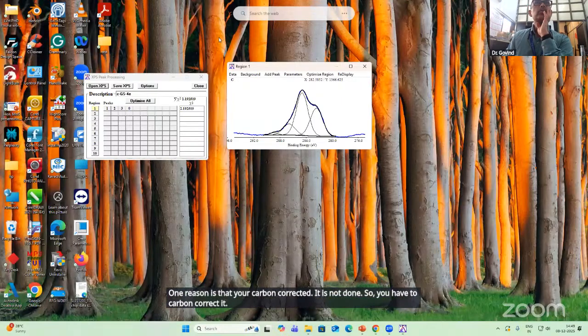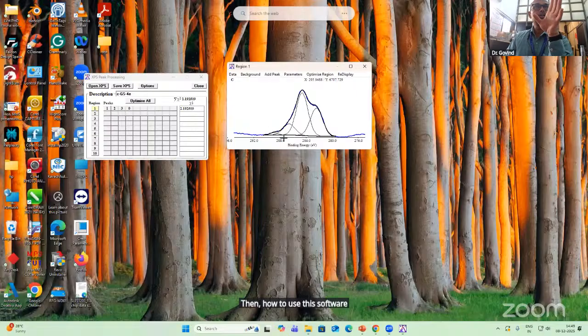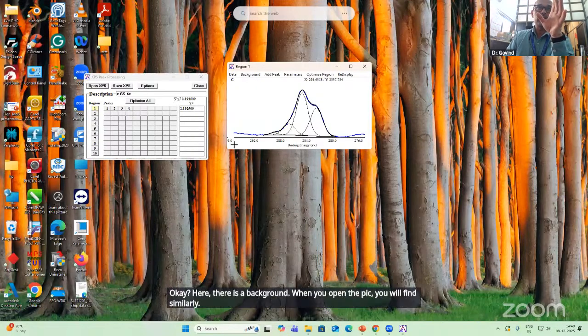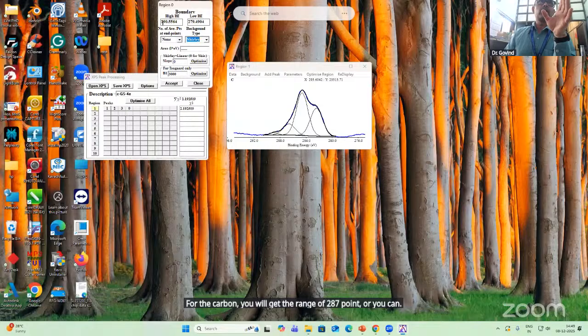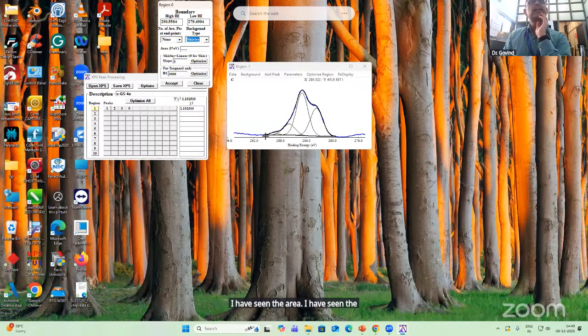Then how to use this software? First of all, you have to bring the background. Okay, here there is a background. When you open the peak, you will find similarly. For the carbon, you will get a range up to 287 point, or you can change that also. Now here the background is given in this range because I have seen the area, here there is much more asymmetry.